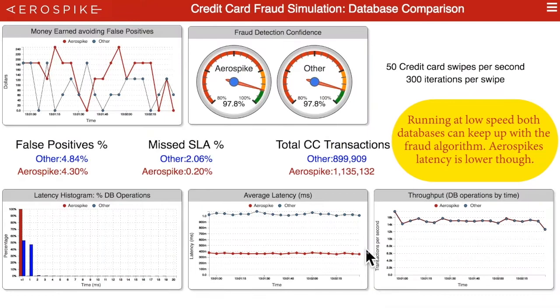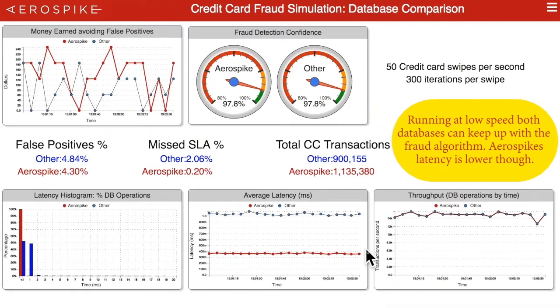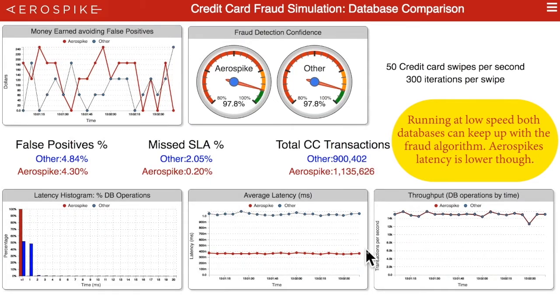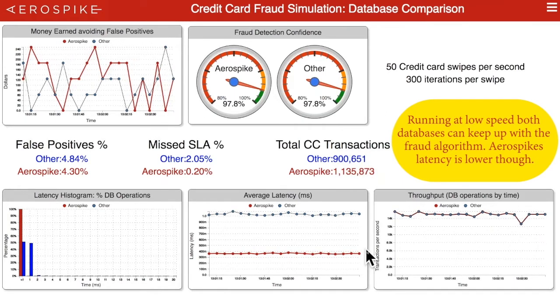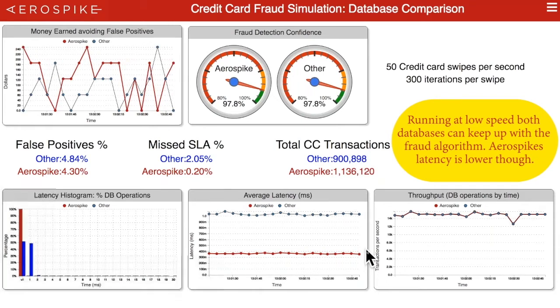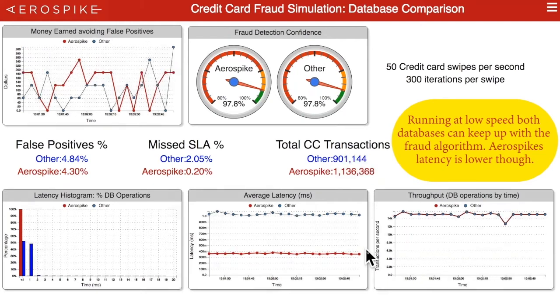And as we can see, we've got the simulation running. We're currently running at 50 credit card swipes per second and 300 iterations per swipe. Across the top, we can see that in the center we get the fraud detection confidence factor. They're both running about the same, and the money earned avoiding false positives is roughly the same. We also see that the SLAs are a little different, and we'll explain why.